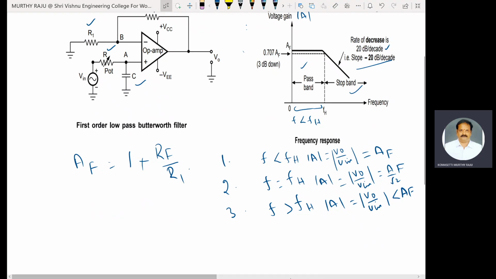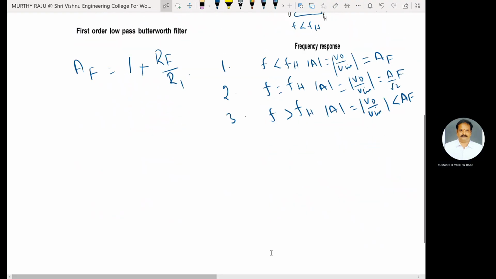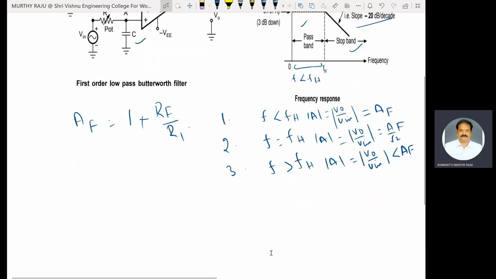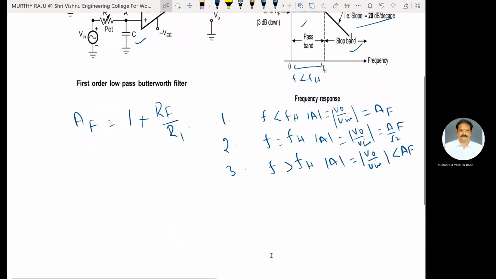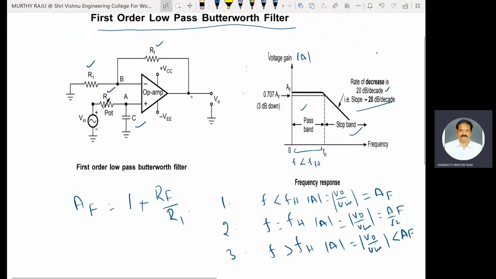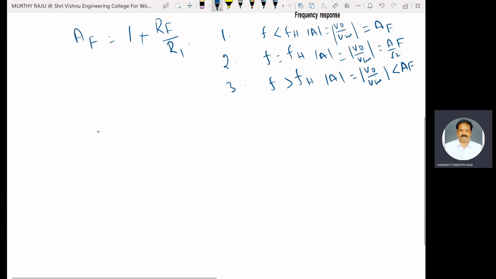Next is the transfer function analysis. Calculate the transfer function of the first order low pass Butterworth filter by using the RC filter circuit here. Consider this filter circuit. This one is a resistance; generally, we use a potentiometer. By varying the potentiometer value, we set the cutoff frequency of the filter.